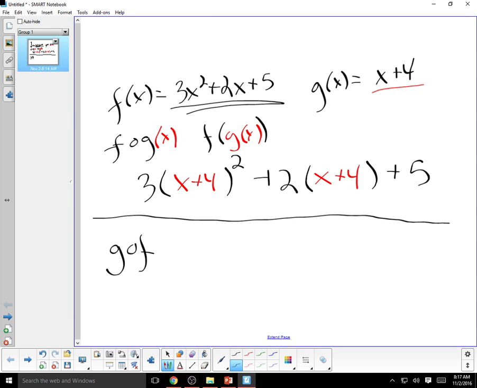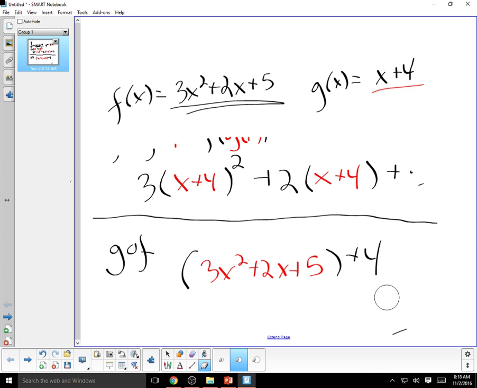Okay, so if I wanted to do g of f, in this case the main function happens to be g. So I would have to go g plus 4. And what I'm going to write inside of that is that f function, which is 3x squared plus 2x plus 5. And obviously that's going to turn out to be kind of simple because all I need to do is combine the 5 and the 4, and I'd be done with that.